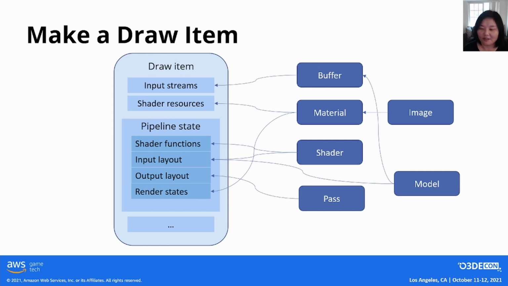The input layout is a little bit complex. The data comes from combining the input contract information from the shader and the stream information from the model. The output layout information is from pass output attachments. The diagram here is showing a common case. Some of the data can be configured through other ways. For example, the dynamic draw system doesn't need a material for its render states or shader resource data.